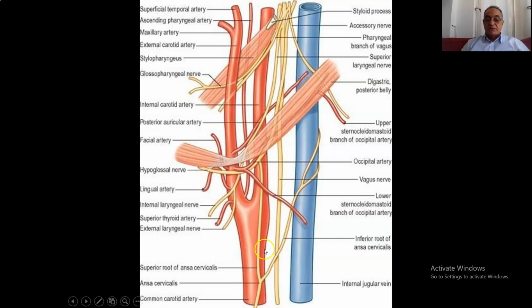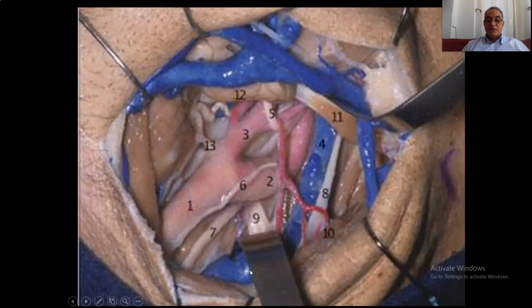The ansa cervicalis is formed of the descendens cervicalis and the descendens hypoglossi. Descendens cervicalis from C2, C3, and the descendens hypoglossi also from C2, C3, but its fibers are present in the hypoglossal nerve, and they unite together, descendens hypoglossi and descendens cervicalis, forming the ansa cervicalis, or the loop, which is supplying the pretracheal muscles.